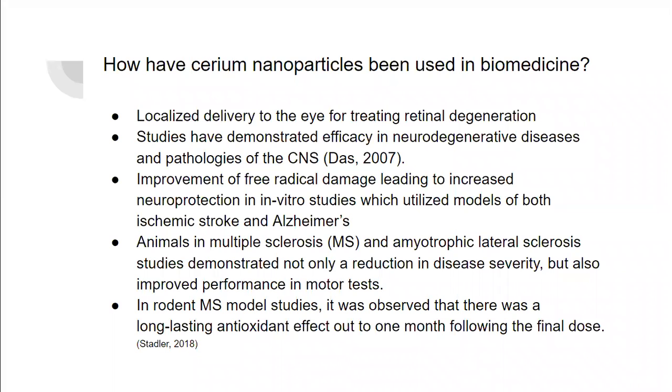Animals in multiple sclerosis and amyotrophic lateral sclerosis studies demonstrated not only a reduction in disease severity, but also improved performance in motor tests. In rodent MS model studies, it was observed that there was a long-lasting antioxidant effect out to 1 month following the final dose.